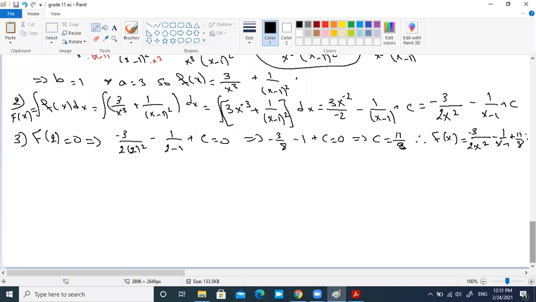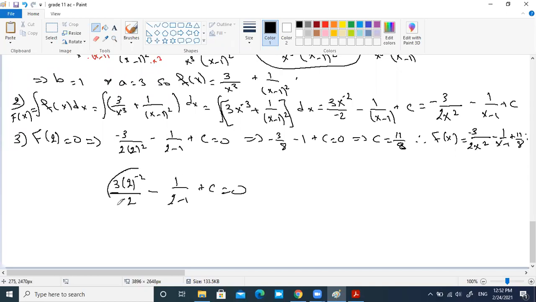Sir, yes. Consider we left it in the second part before the last step, we left it, and it also gives the same answer. It gives the same answer. And when you replace x by 2, meaning I left it like this, you are going to write 3 into 2 to the power negative 2 over negative 2 minus 1 over 2 minus 1 plus c is equal to 0.